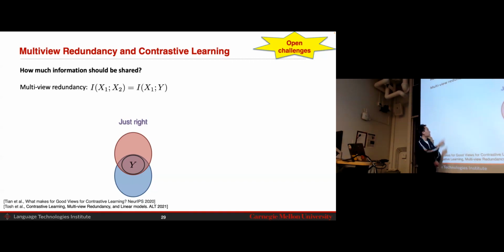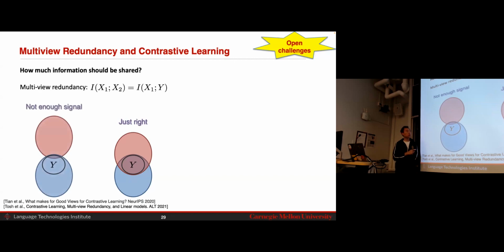And you can formalize that by saying that the mutual information between your two modalities, X1 and X2, is roughly similar to the information between your modality X1 and your task Y. So essentially the area that is shared between the two modalities is similar to the area that is required for your task Y. Of course, that is a pretty strong assumption. You can also have cases where you don't have enough signal: the amount of information that is shared between your two modalities is less than the information that is required for your task. So that's too little information.